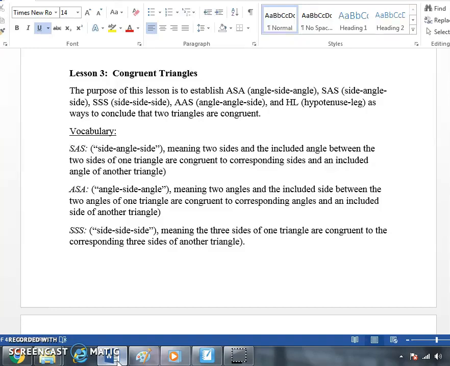So if you missed class today, and you're looking at the Ready, Set, Go, you need to make sure that you understand how to apply these 5 ways to prove triangles congruent. There are 3 vocabulary words in this section of Unit 2. You want to make sure that you have those written down in your notes.